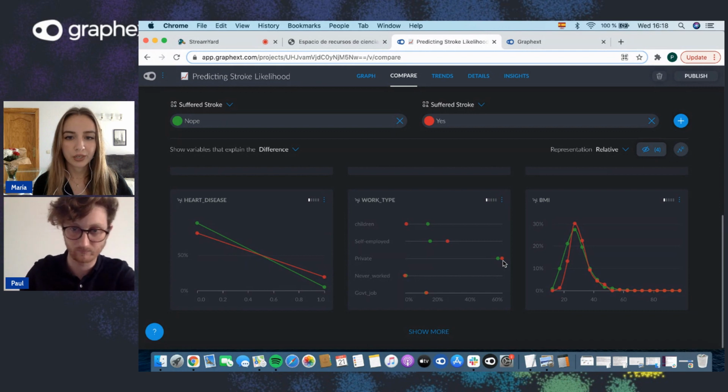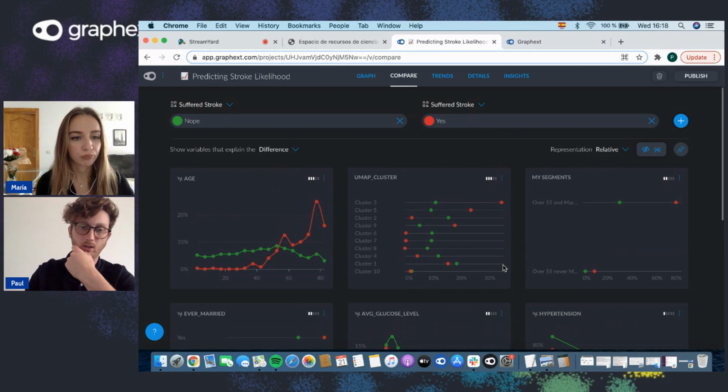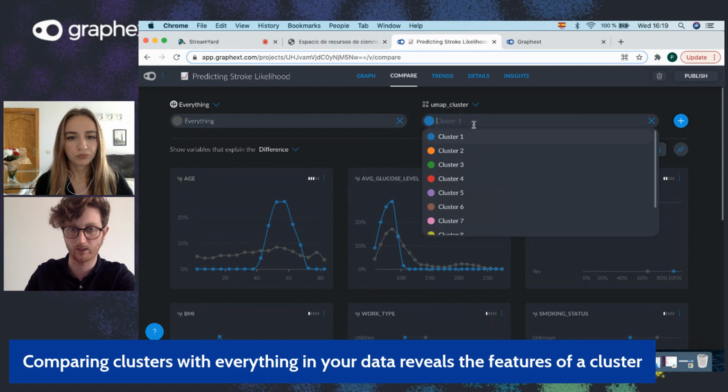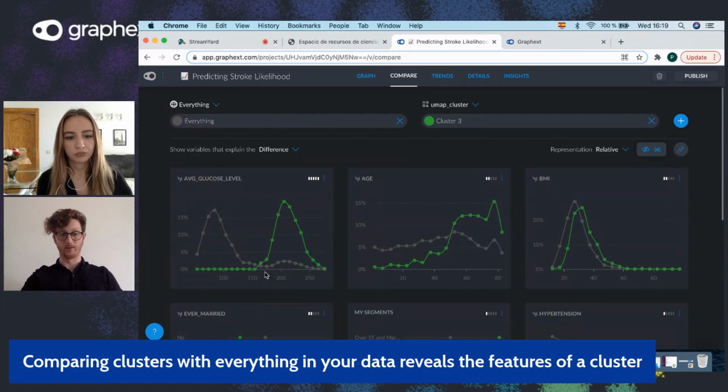This looks very, very interesting, but I'm wondering how this will look if we compare the total amount of people with one of those clusters that had the majority of the people that suffer a stroke. Oh yeah, as you can see, cluster three seems to be the biggest one here. So we would just go to everything, and then we would choose one of the clusters. Yeah, and then cluster three. So what are the differences that you see here? Right, this one has a high glucose level, which, as we've seen, was one of the problems because of the low strokes.